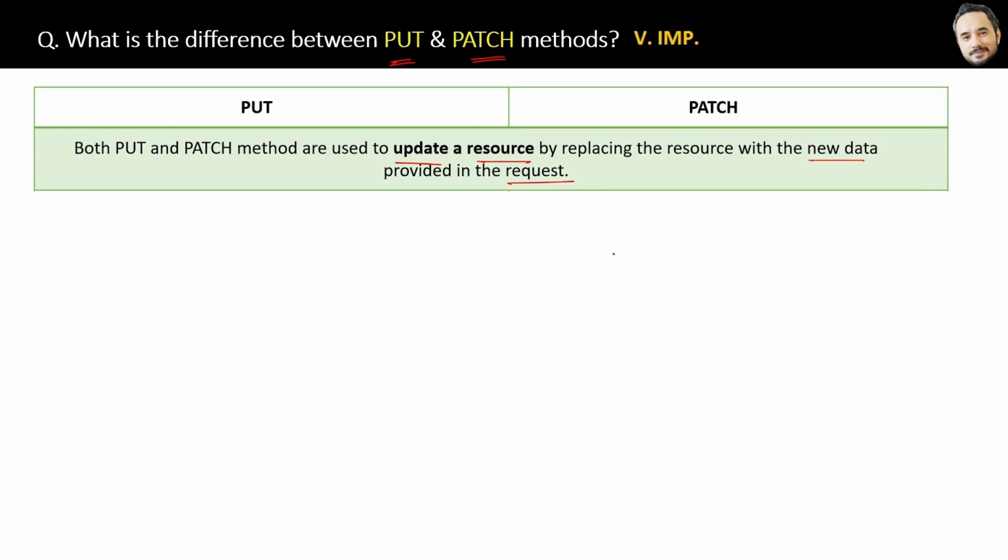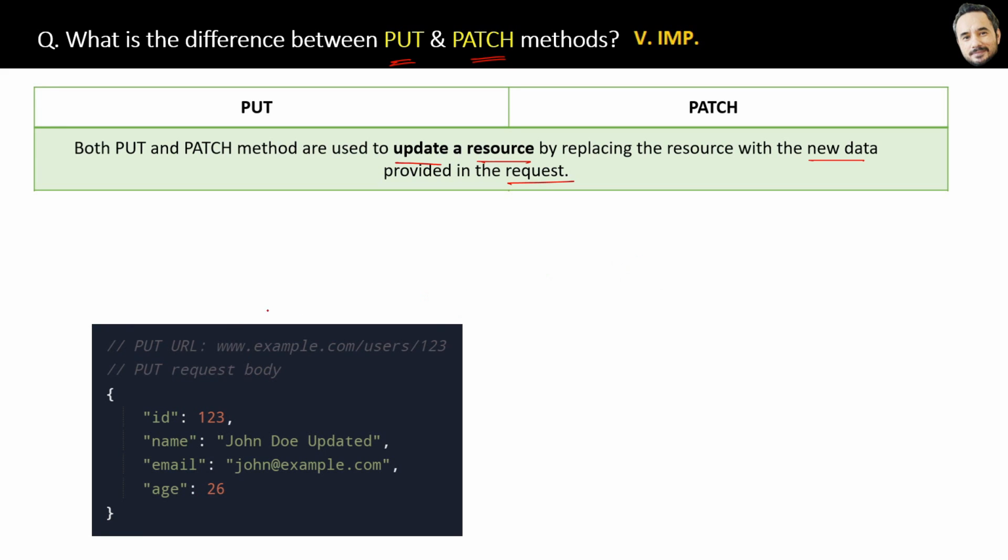I hope it's clear to you already. Now, what is the difference? Let me explain with the help of this code. For example, this is your PUT request URL and PUT request body. This request body received from the client should have all the details of the user resource, because PUT will do a complete resource replacement.